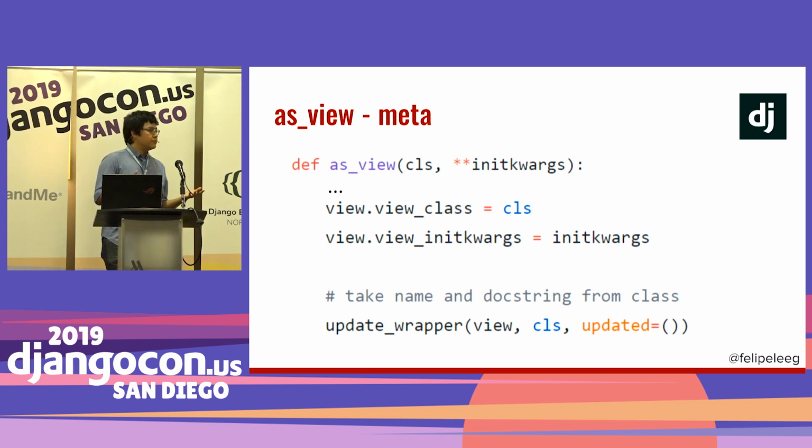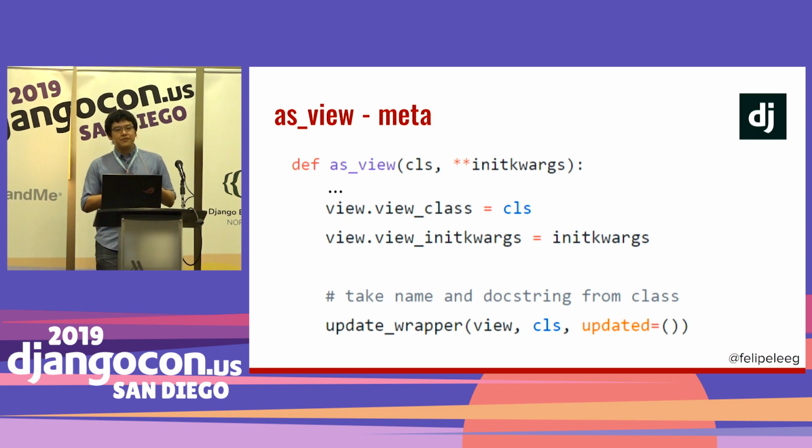And then after we finish defining view, we do a few things on it. So view, or functions in Python, are just any Python object, which means you can actually set attributes on them however you want. So in this case, we set view_class and view_initkwargs in case you want to access them later for whatever reason. And then the next thing is kind of neat.